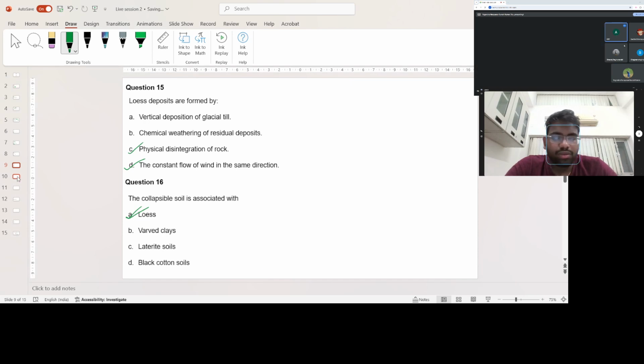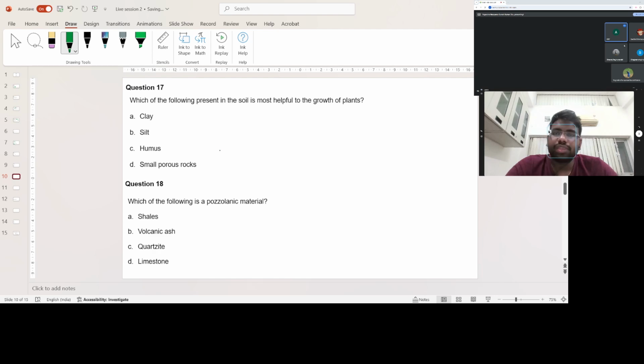Moving to the next question: which of the following present in the soil is most helpful for the growth of plants? It is a multiple choice question, only one answer. Option A, clay; option B, silt; option C, humus; option D, small porous rocks. Option C, humus, sir.